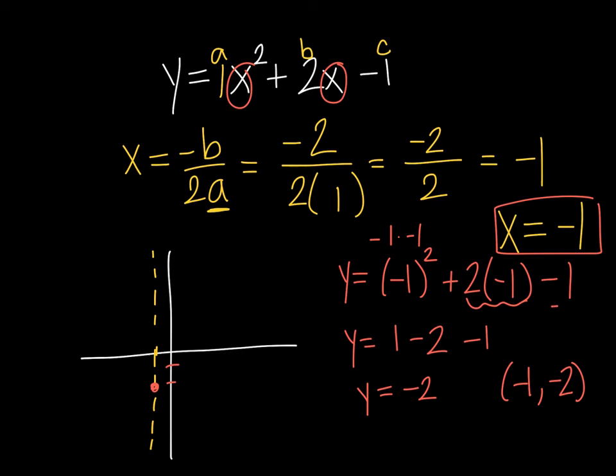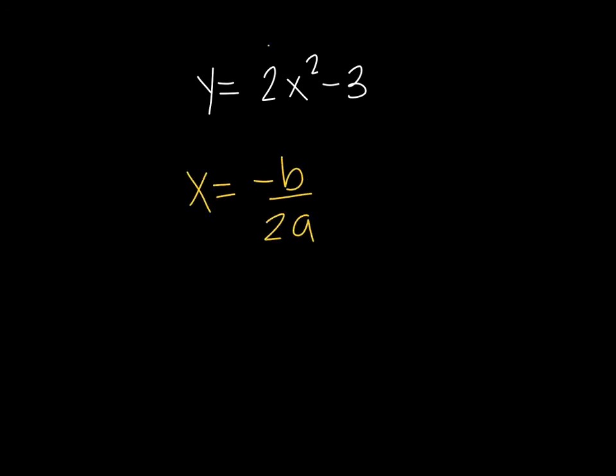I have just one more little thing I want to show you. If your equation was y equals, let's say, 2x squared minus 3, a lot of times people get a little freaked out by this one, because if you remember, my axis of symmetry is x equals negative b over 2a. Now a is the number in front of x squared, so that's pretty easy. That's just a 2. And then b is the number in front of x. But if you look at our equation, there is no x.